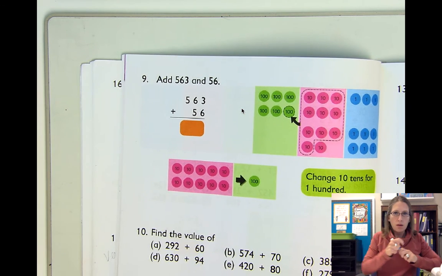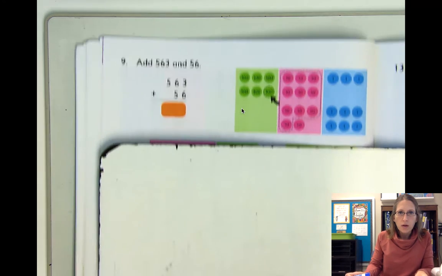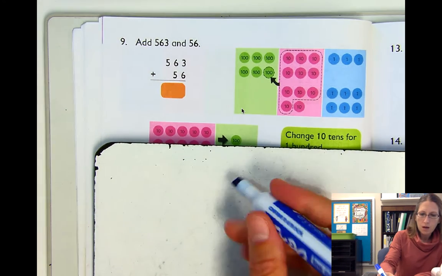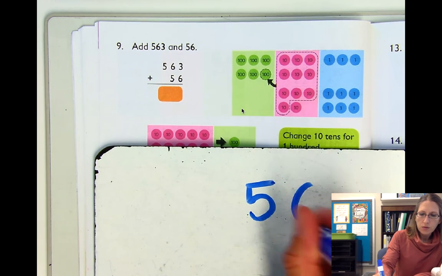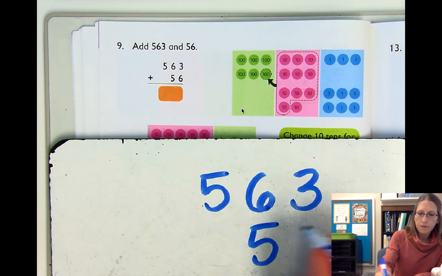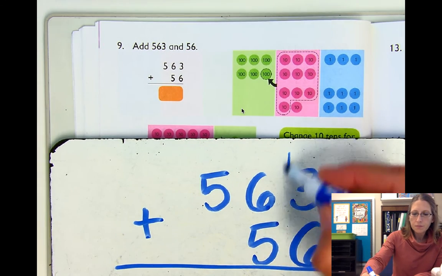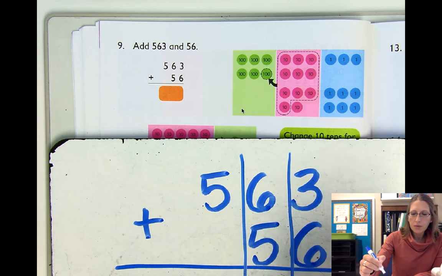Now, let me actually show you what that would look like over here. So we are doing 563 plus 56. All right. I like to draw my lines to separate.